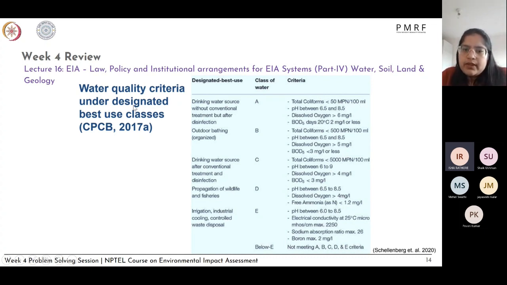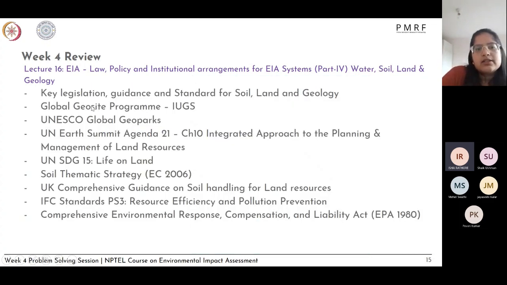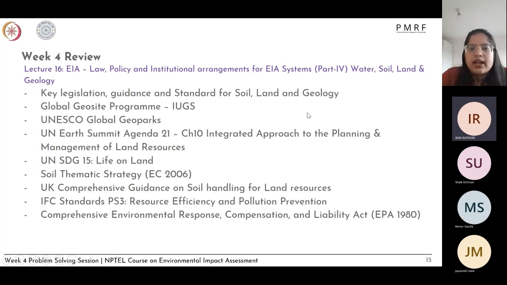So yes, and then it's classified in all of these classes based on whether this water is suitable for what type of purpose. So you have basically six categories, which is A, B, C, D, E, and below E when all of these other categories do not meet up. And yes, so that was one aspect of lecture 16, where we talked about key legislation and guidance for standard of water.